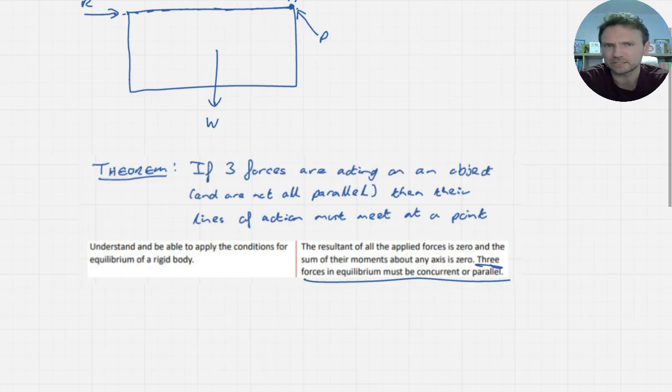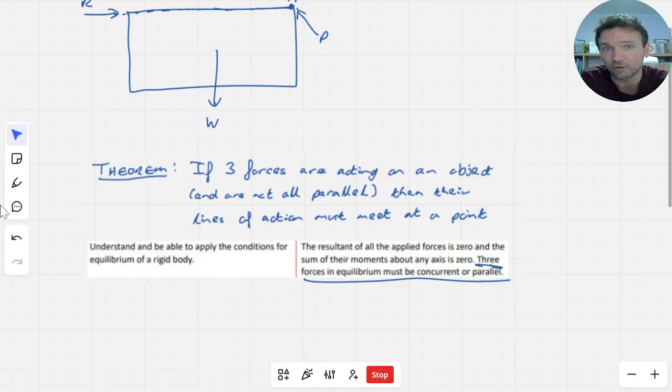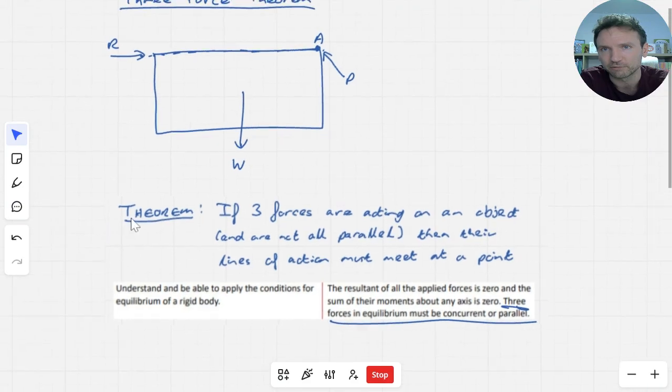Now, it doesn't go both ways. Just because three forces are concurrent doesn't guarantee they're in equilibrium. Obviously, in this example, that would depend on the values of R, P, and W still, even if they were going through the same point. But if they don't all go through the same point, we know they can't be in equilibrium.